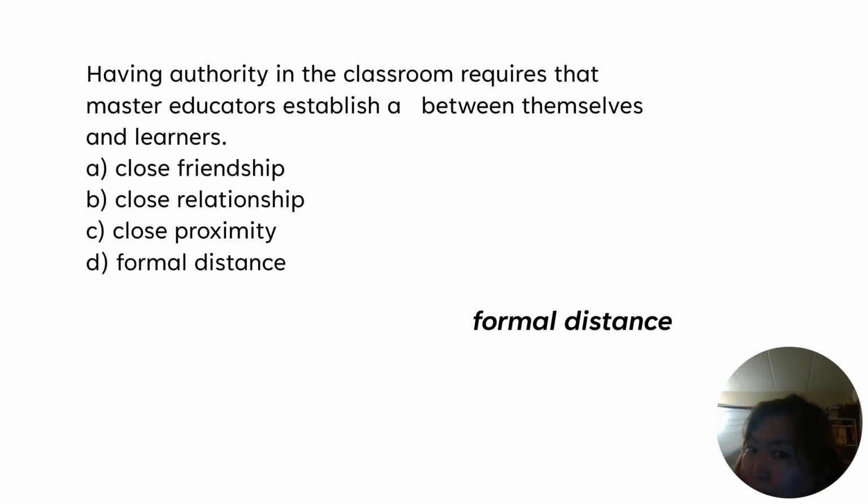In the classroom, authority requires that master educators establish something between themselves and learners. Between teacher and students, what is the requirement? It is formal distance. What does authority between teacher and students require? Formal distance.